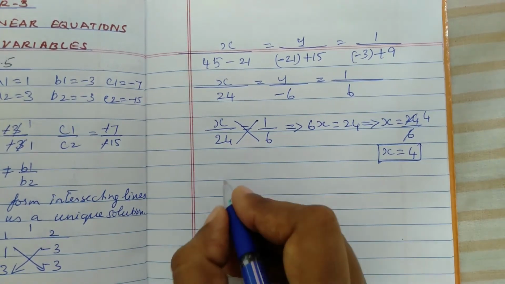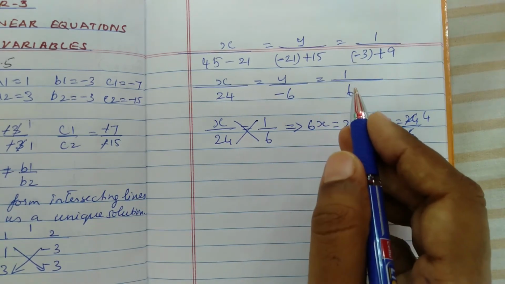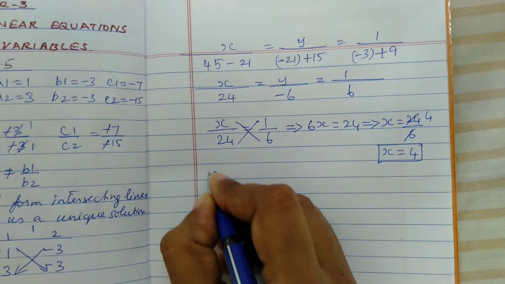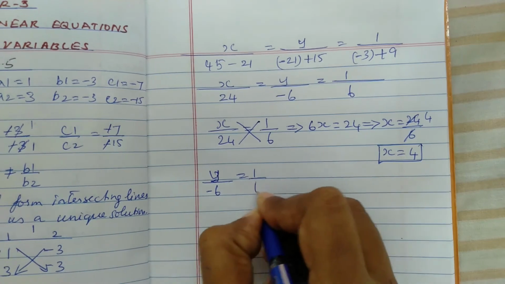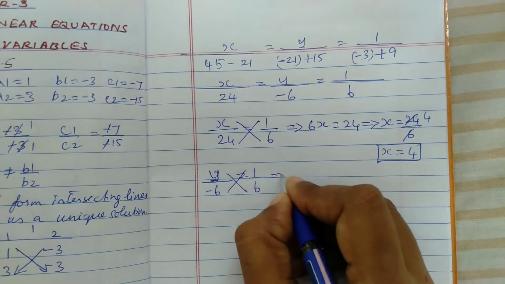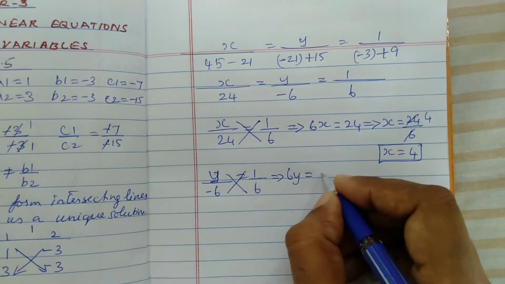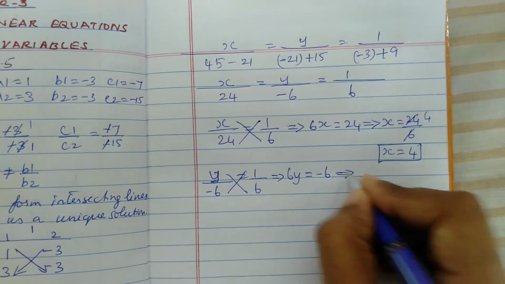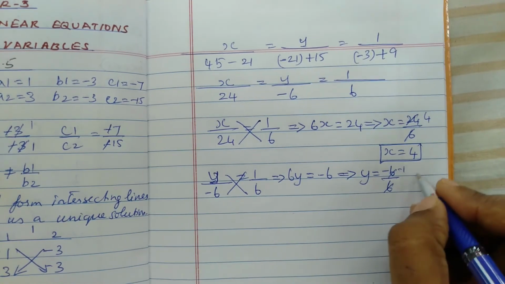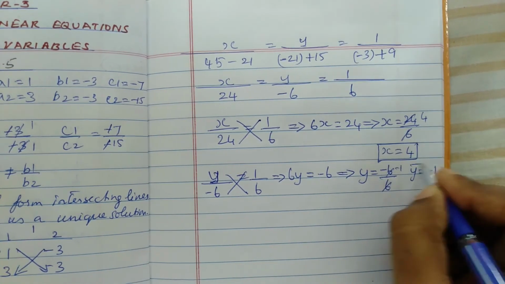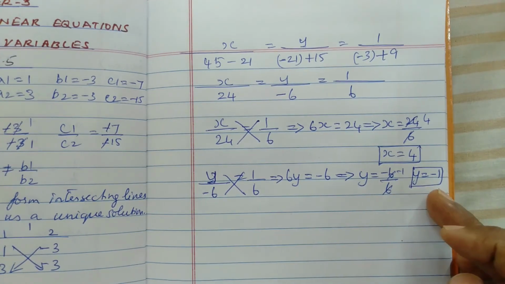Okay, then this expression we have to equate it with this one. So it is y by minus 6 is equal to 1 by 6. Now cross multiply, so this will give us y into 6 will be 6y is equal to minus 6 into 1 is minus 6. So this will give us y is equal to minus 6 divided by 6, this goes 1 time, so your y is equal to minus 1. This is your value for y.